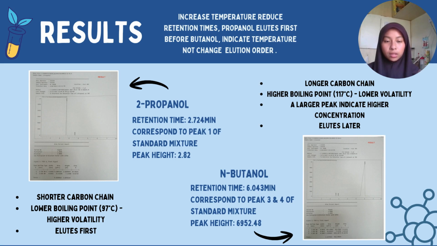For the N-butanol, it has a longer carbon chain, higher boiling point, which is 117 degrees, and also has a lower volatility. Since it has a larger peak height, it indicates higher concentration. So it will elute later after the 2-propanol.